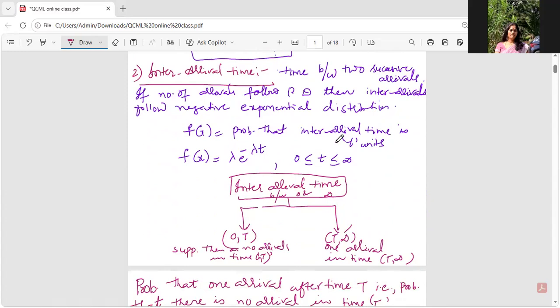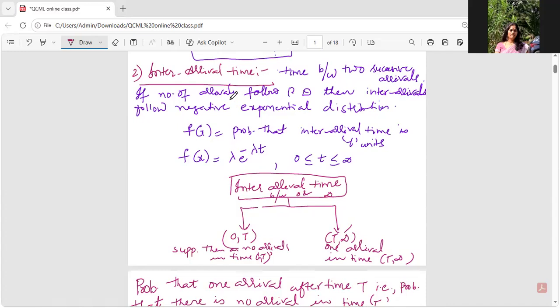So there's something called inter-arrival time. Between the arrival of one person and the other person, what's the time taken? That would be called the inter-arrival time: the time between two successive arrivals. Successive means one after the other. So if the number of arrivals follows Poisson distribution, then the inter-arrival times follow a negative exponential distribution, is the assumption.